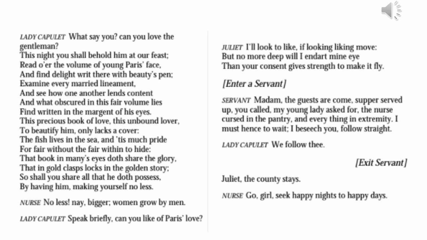And the final section of this scene 3. What say you? Can you love this gentleman? This night you shall behold him at our feast.